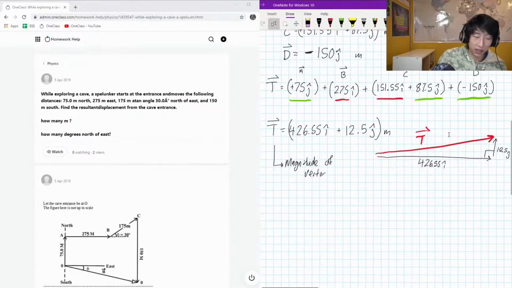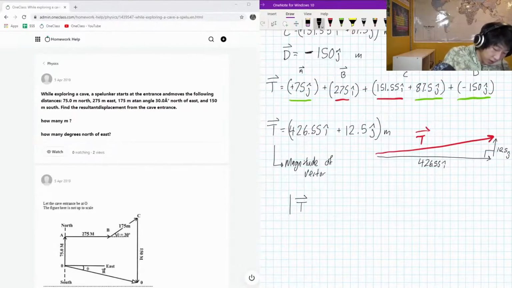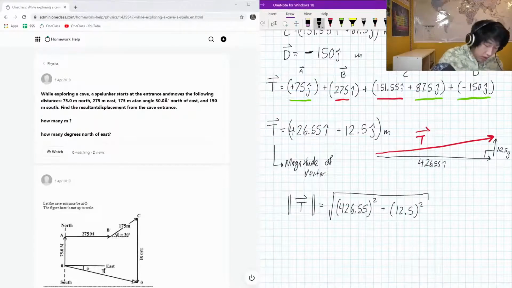To write T as a magnitude, it's typically written with an absolute value like this. Sometimes you'll even see a double absolute value, just to be double sure that it does not get confused. It just means the magnitude, and you calculate it with a Pythagoras' theorem type of operation. So we have our I term, 426.55, and we square that and add it to 12.5 squared, all under the root. We don't need to worry about plus or minus on this one.